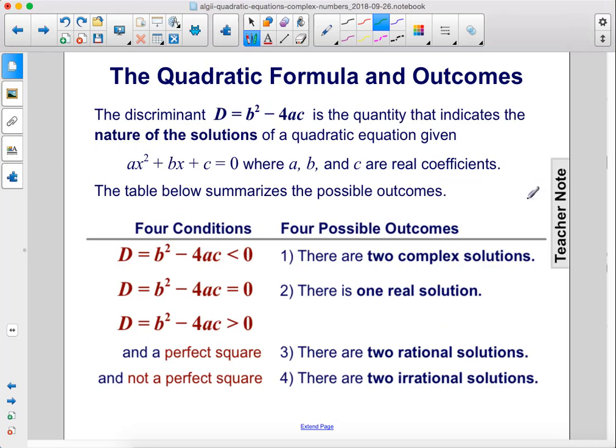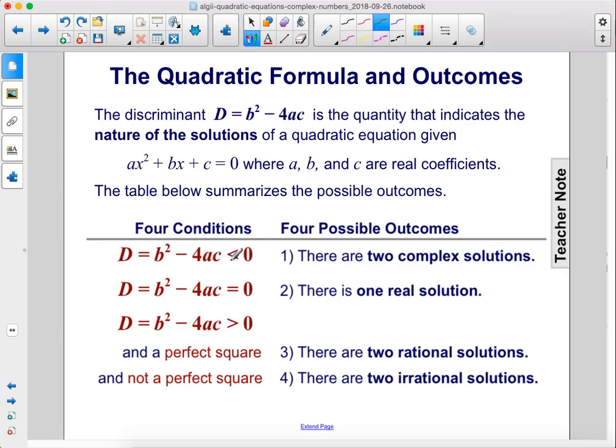The discriminant d equals b squared minus 4ac is the quantity that indicates the nature of the solutions of a quadratic equation given ax squared plus bx plus c equals 0, where a, b, and c are real coefficients. The table below summarizes the possible outcomes.